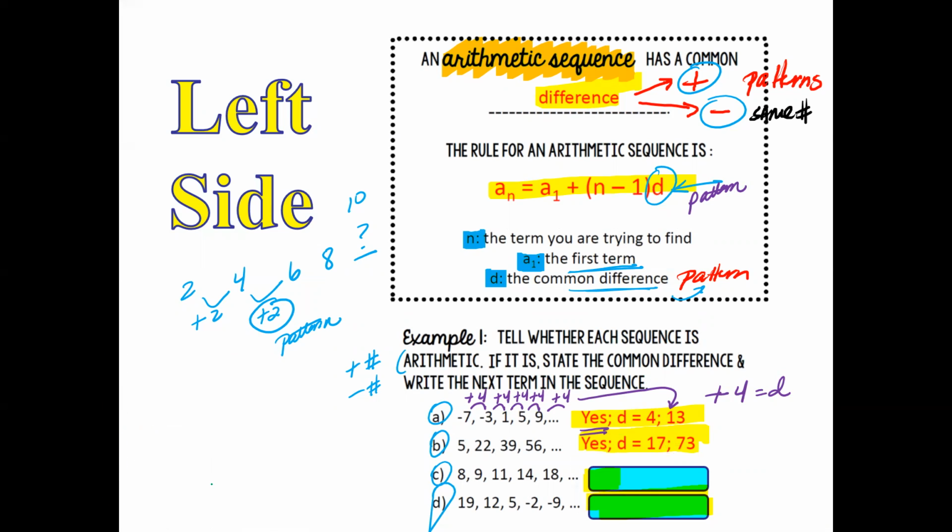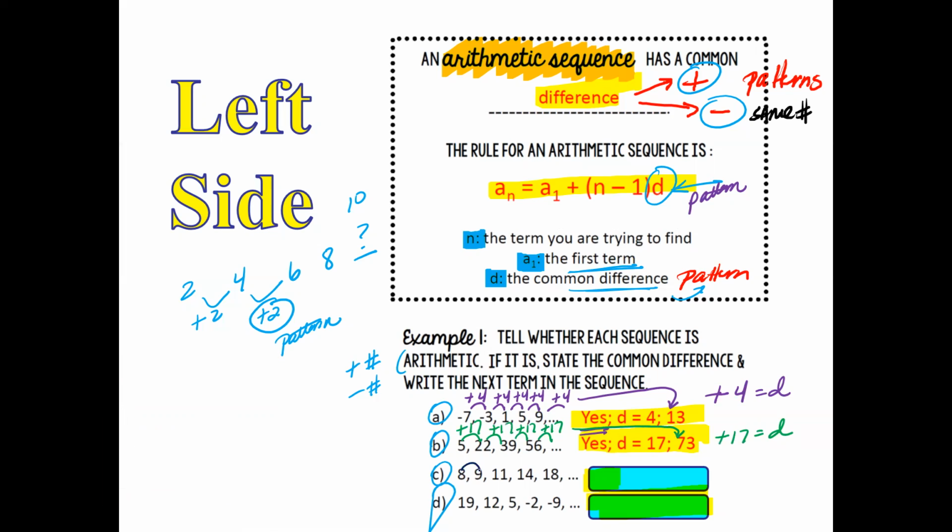Take a look at the next one. So from 5 to 22, it looks like you're adding 17. 22 plus 17 is 39. 39 plus 17 is 56. 56 plus 17 is 73. And so your D, which is your pattern, is plus 17.